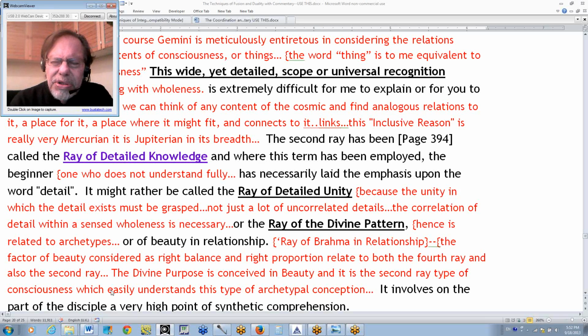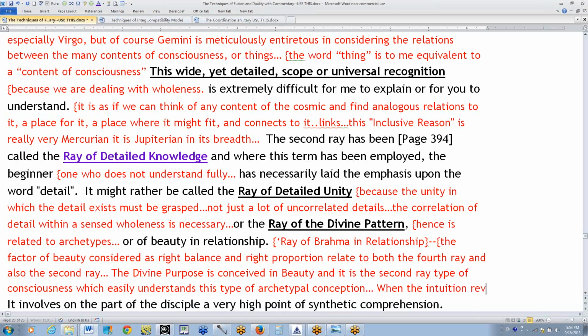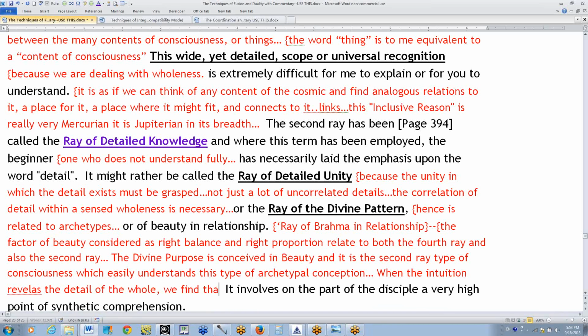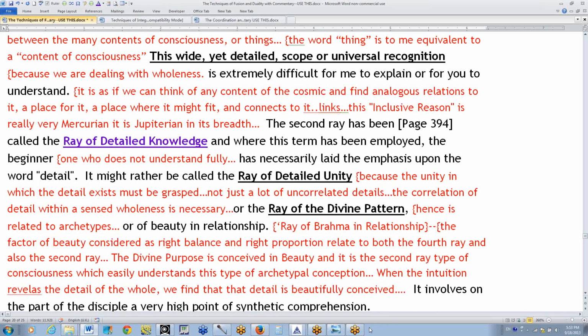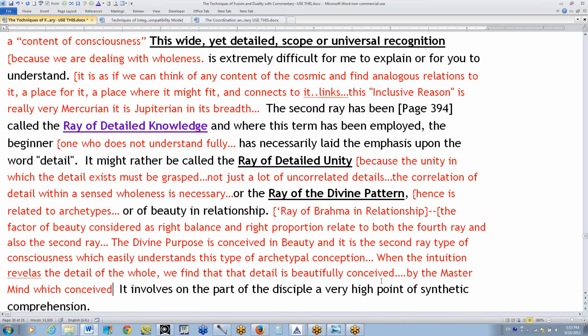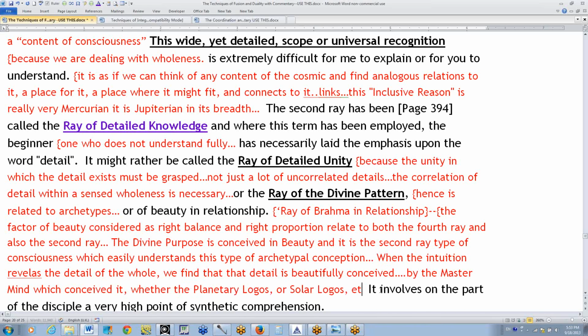When the intuition reveals the structure of things, we find that structure is beautifully conceived. I'm going to write that as much for my sake as for yours. When the intuition reveals the detail of the whole, we find that detail is beautifully conceived by the mastermind which conceived it, whether the planetary logos or solar logos, etc.